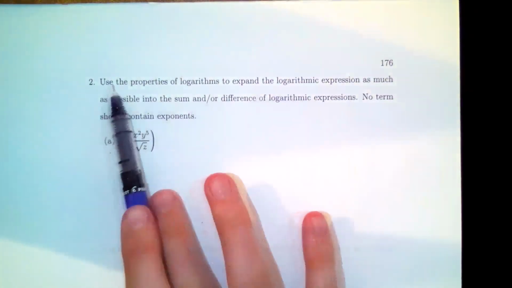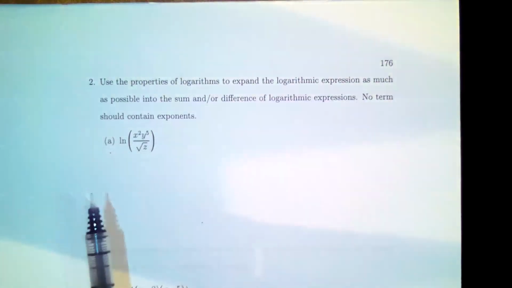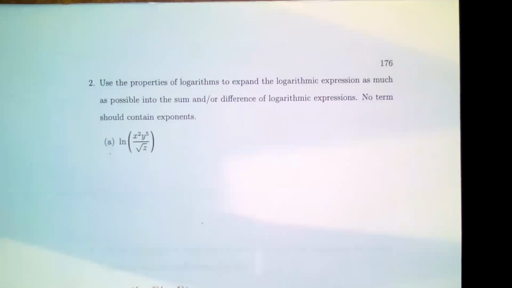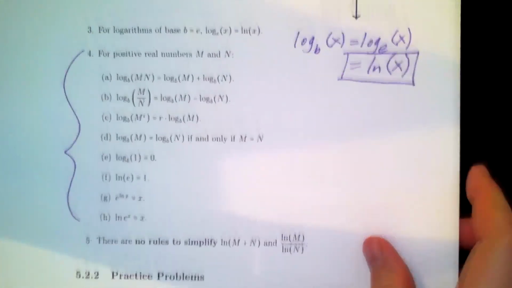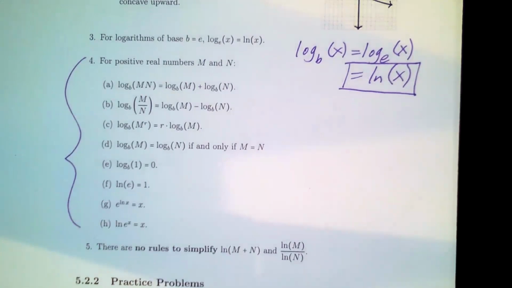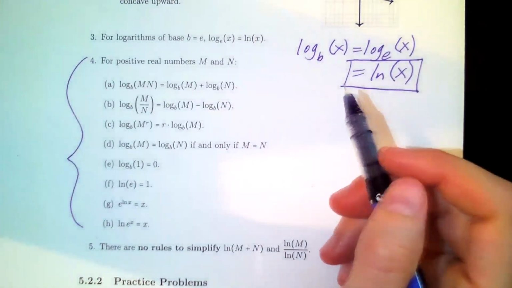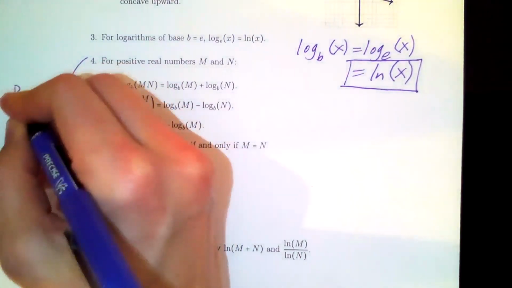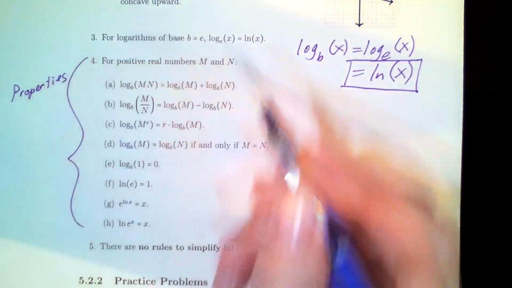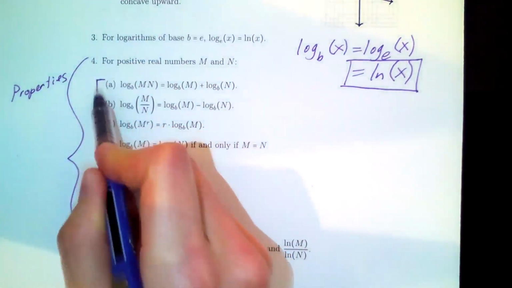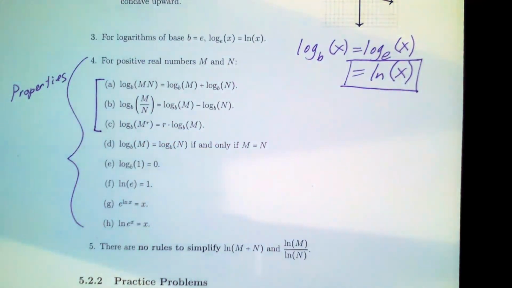Number 2 says use the properties of logarithms to expand the logarithmic expression. So to do this problem, I need to go back to that list of stuff I said we'd come back to when we got to it. Well, now we've gotten to it. Here we go. Logarithms are quirky little things. They have their own set of rules that only apply to them on how you can simplify them. It's very interesting. So here we go. Here are some properties of logs. The big ones that we're going to use a lot are mostly the top three.